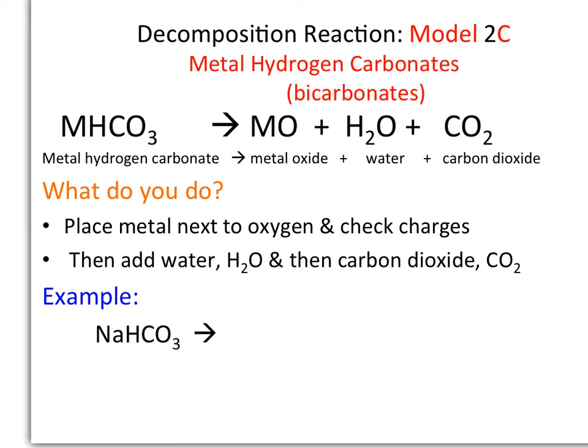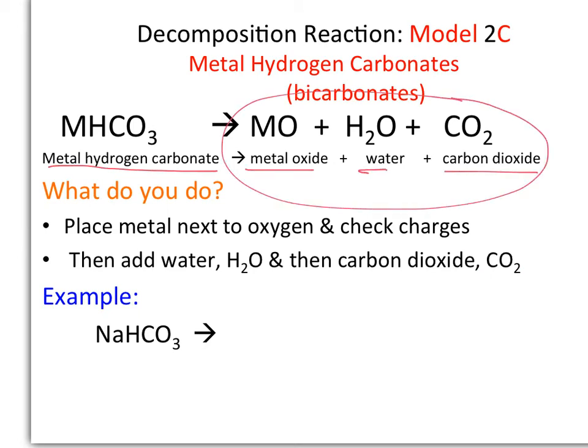Okay, the third decomposition reaction is Model 2C. It is a metal hydrogen carbonate or bicarbonate decomposing into a metal oxide, water, and carbon dioxide. So how do we predict those products? Well, we have to go back and identify our single reactant as a metal bicarbonate. And then what we do is we take that metal and we place it next to oxygen and check our charges. And then we're going to add water and carbon dioxide.